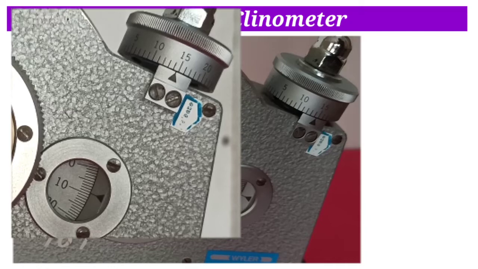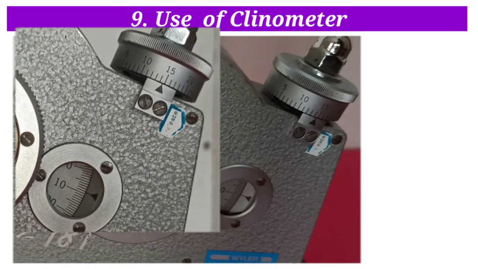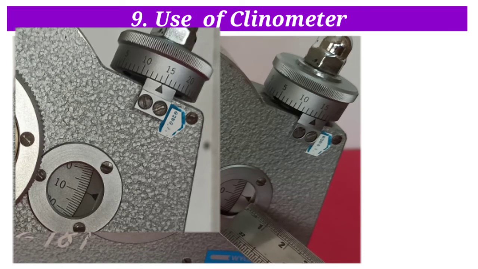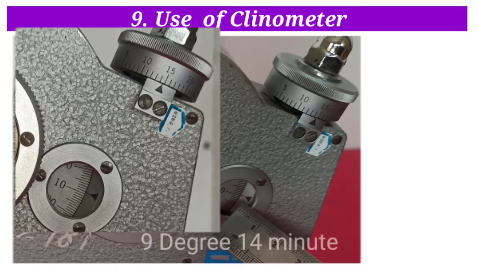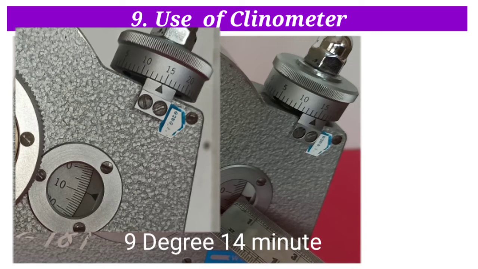Now the bubble is at exactly central position. Now we can read the angle. Now the angle is, first read this. Now this line, this mark just crosses the 9th division.